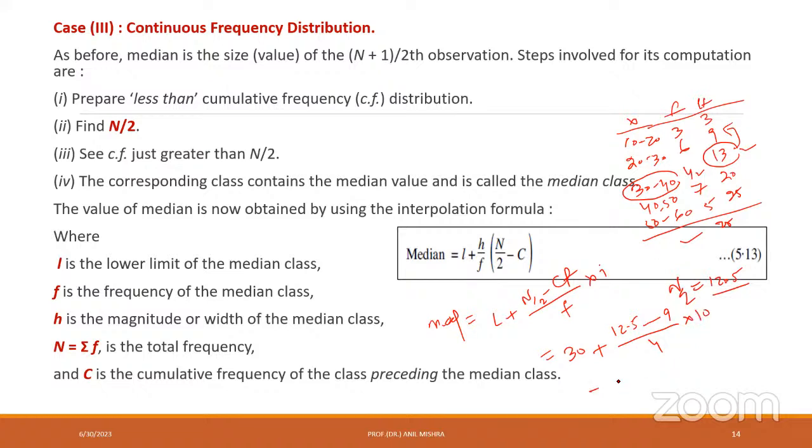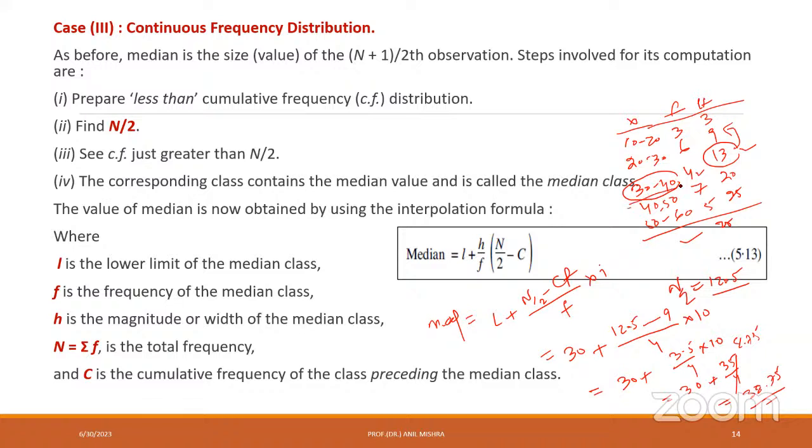Okay, let us solve: 30 plus, 12.5 minus 9 is 3.5. 3.5 divided by 4 into 10. So what is the outcome? 3.5 into 10 is 35. 35 divided by 4 is 8.75. Then it is 38.75. So we can calculate that the value of the median is 38.75.